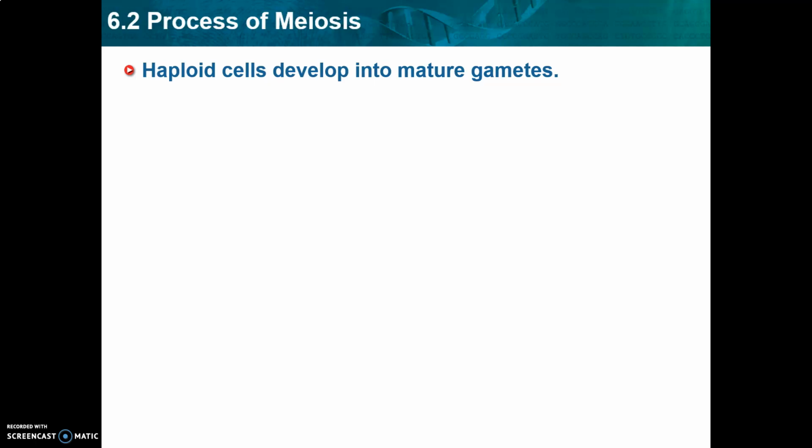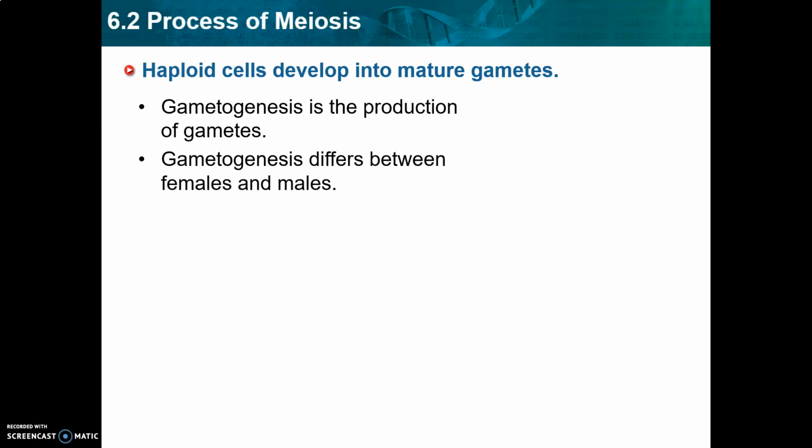Now, those haploid cells that are a product of meiosis, they have to finish developing in order to form mature gametes. So let's talk a little bit about how that happens. First of all, this is called gametogenesis. Gameto for gamete, genesis means to make something or to begin something. So gametogenesis is the production of gametes. It's going to be slightly different between females and males.